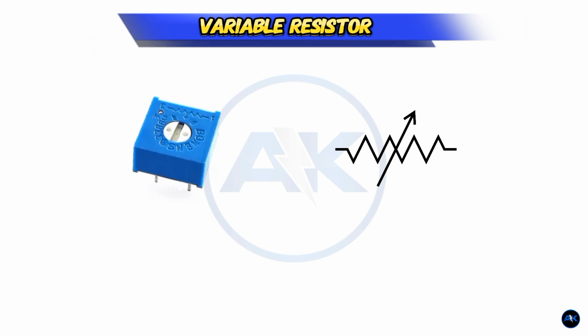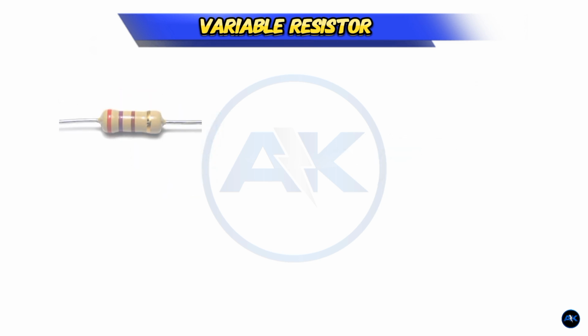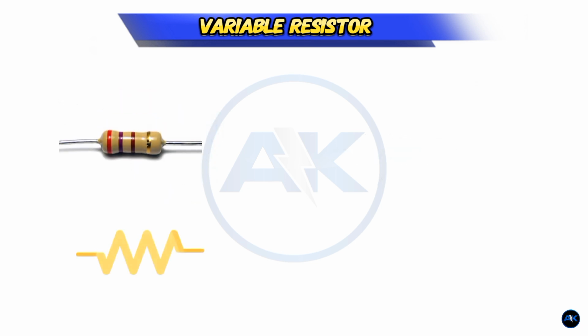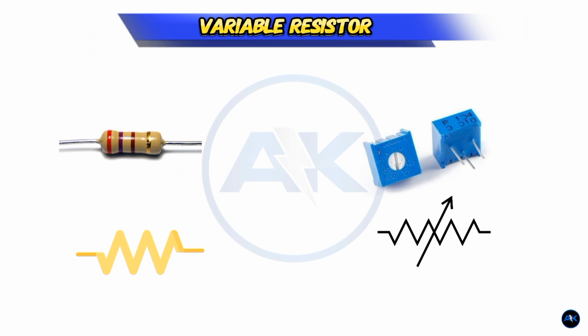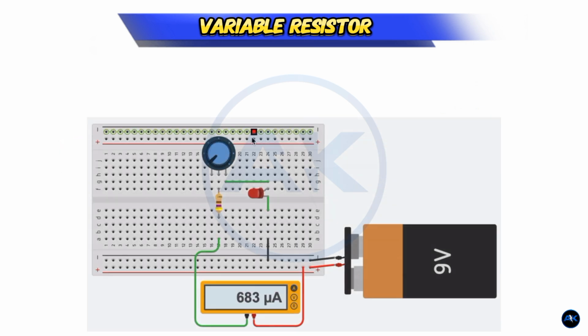So the only difference between these two resistors is that the value of that resistor is fixed and the value of this variable resistor can be changed. We use this variable resistor in a circuit where we have to control the sensitivity. That is, if we want to change the value of resistance in a circuit, then we use this type of variable resistor.